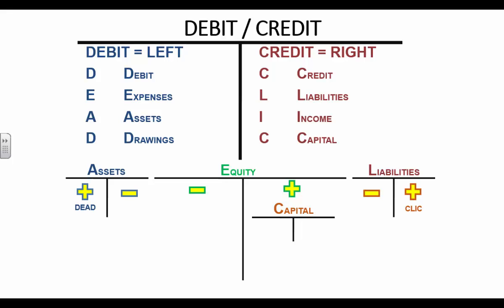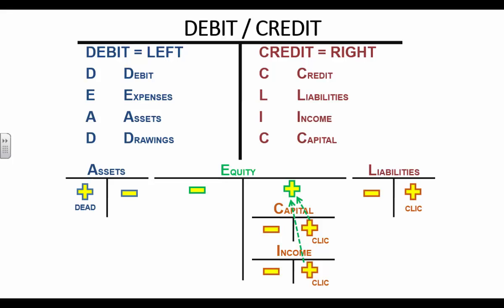Capital is a CLIC account. So let's think about it. More capital, CLIC says, credit the capital if you want it to increase. So more capital means more owner's equity, more money in the business. Income is also a CLIC account. Income will be credited if it increases. More income means more money for the business. Now so far, more is more and less is less. The only two that might look like the opposite way around and might confuse you is the last two.